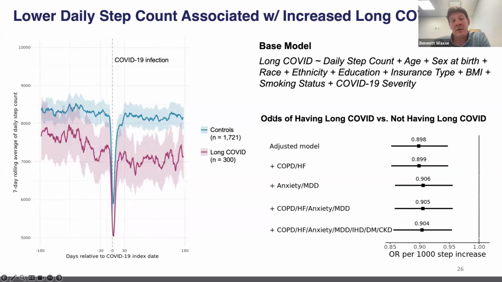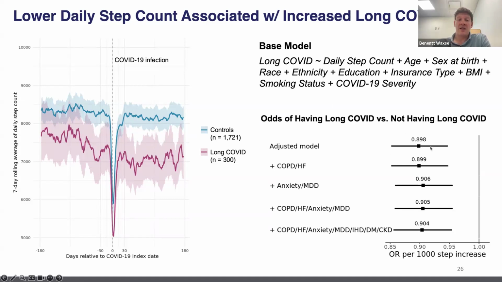And so we did a model where we predicted your odds of having long COVID versus not per 1,000 step increase. So as your steps go up, your risk of long COVID goes down according to this model. You can see everything we adjusted for on the top. These are all things known to be associated with long COVID. And even when you adjust for all of these different risk factors for long COVID, the risk is still down.